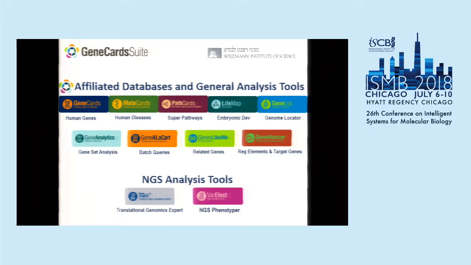That's GeneLikeMe. And the newest one, which is relevant to this talk, is GeneHancer, which is responsible for defining regulatory elements and their target genes. Now, all of this knowledge base is leveraged by our NGS analysis tools. VarElect is an NGS phenotyper. Given a set of genes and a phenotype of interest, it prioritizes the subset of the genes that are related to the phenotype, and I'll show you that in more detail. And TGex is an end-to-end solution, starting with a VCF file and ending with the report, and I really won't talk about that all that much.